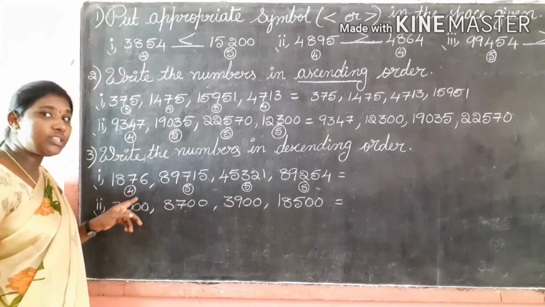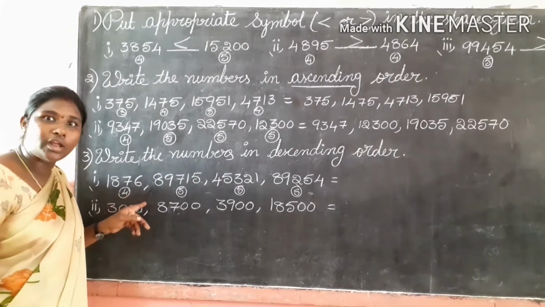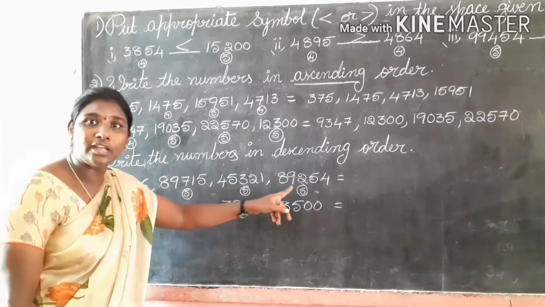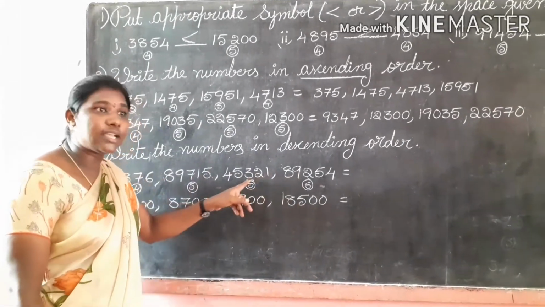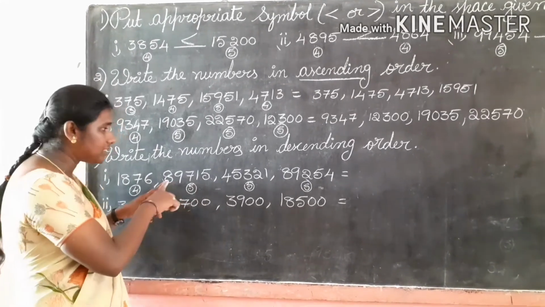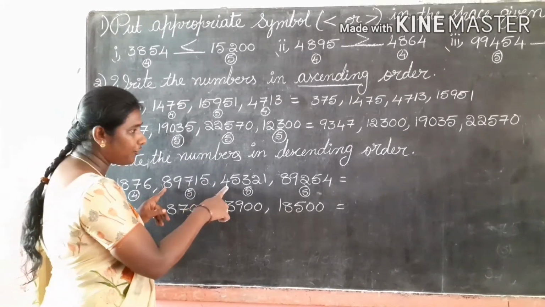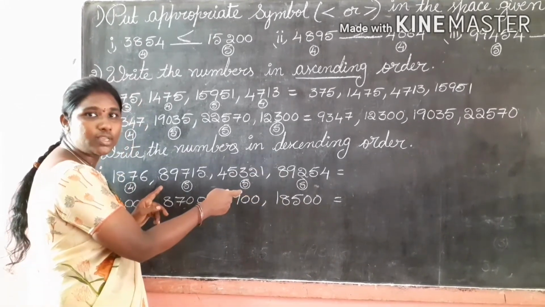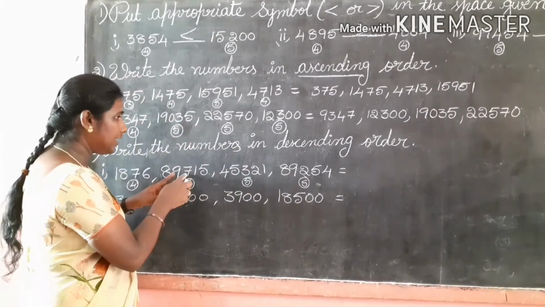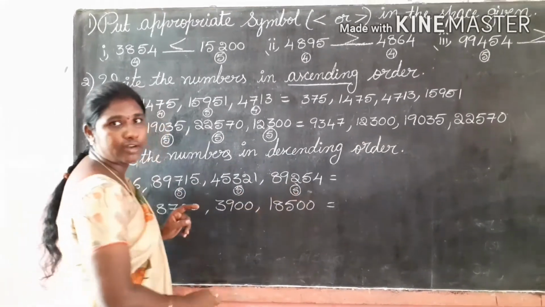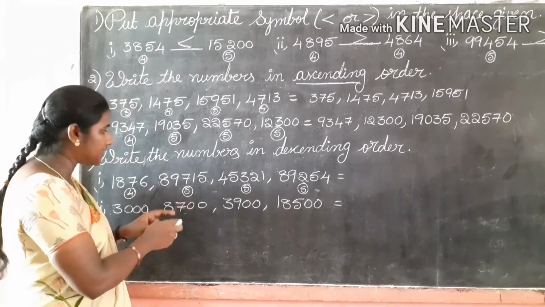Now which number contains more digits, that we have to write first. But here 3 numbers contain 5 digits. Now we have to check their leftmost places. In these 3, which is the big number? First number here 8, here 4, here 8. Big number is 8. But how many numbers have 8 here? 2 are here. In this 89,750, 89,254.